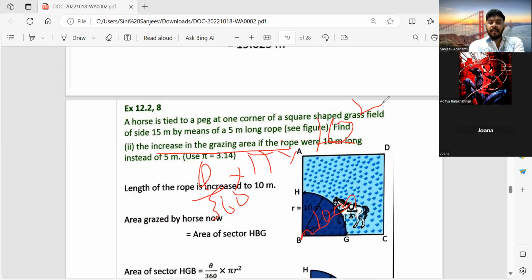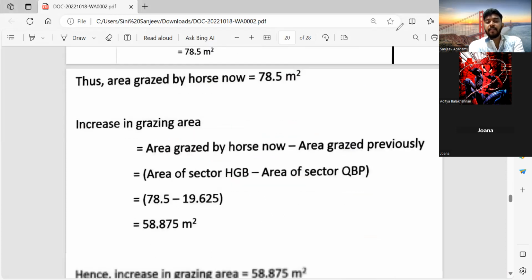So what is the increase in grazing area? The new thing is 10 square. The old thing was 5 square. So you subtract both the things, you will get the answer. That is the increase in grazing area. Area grazed by the horse now minus area grazed previously.